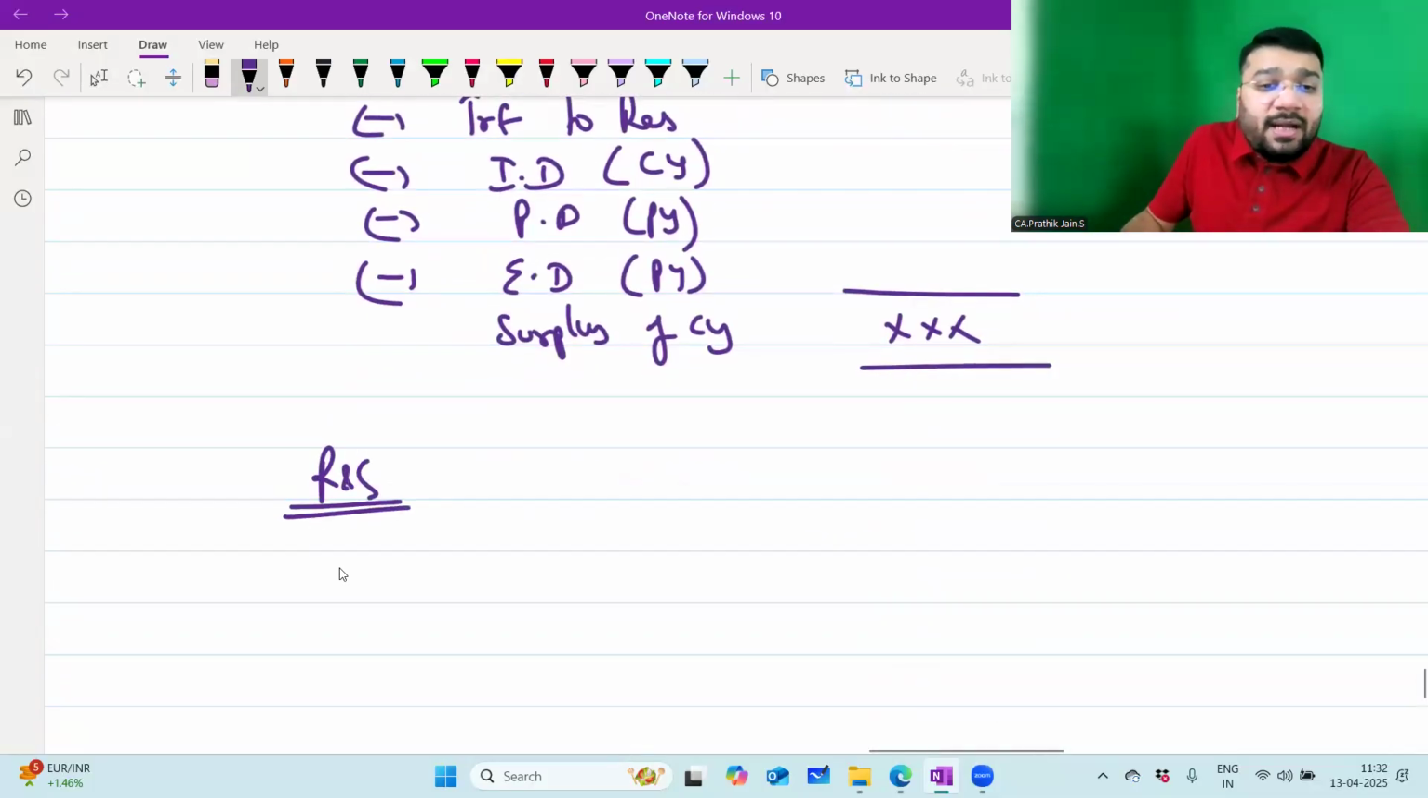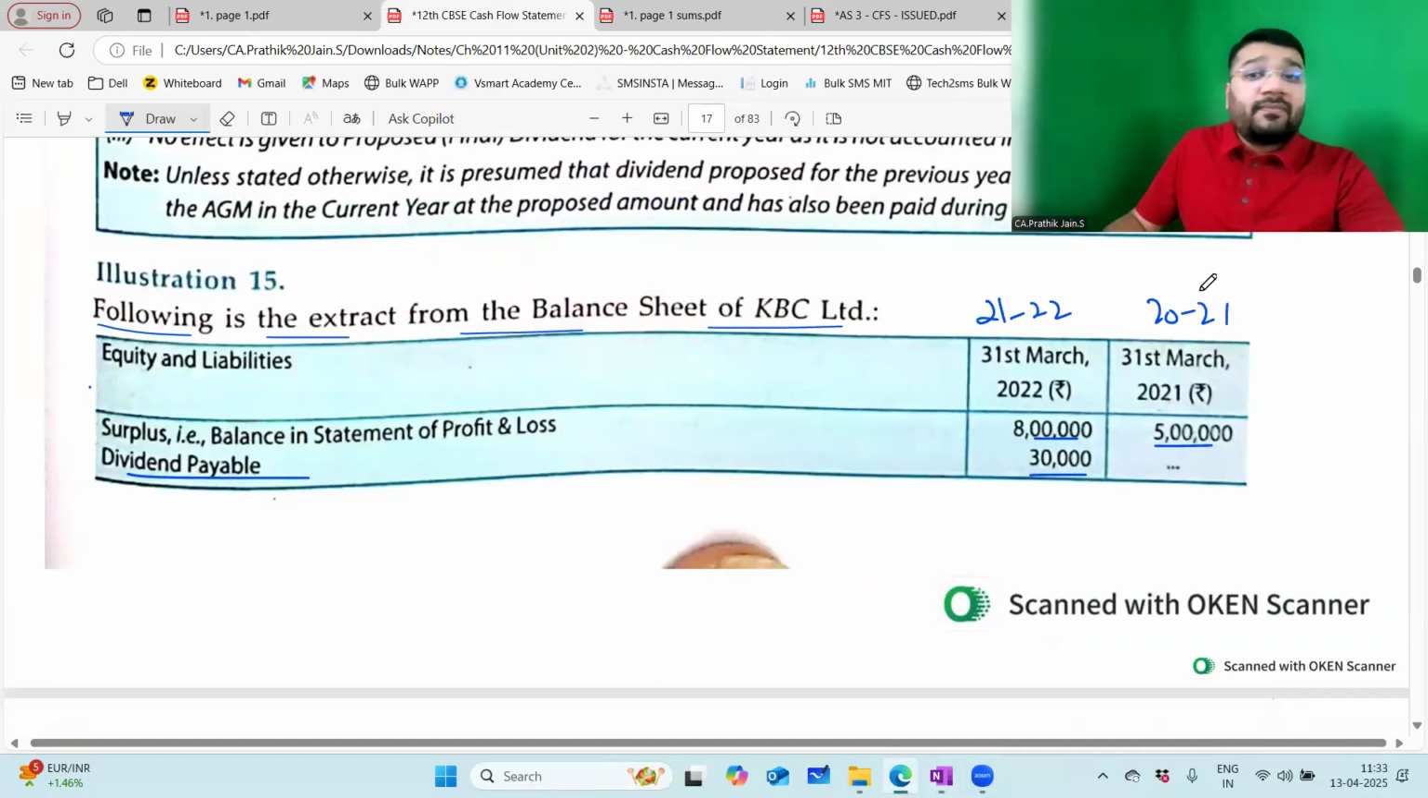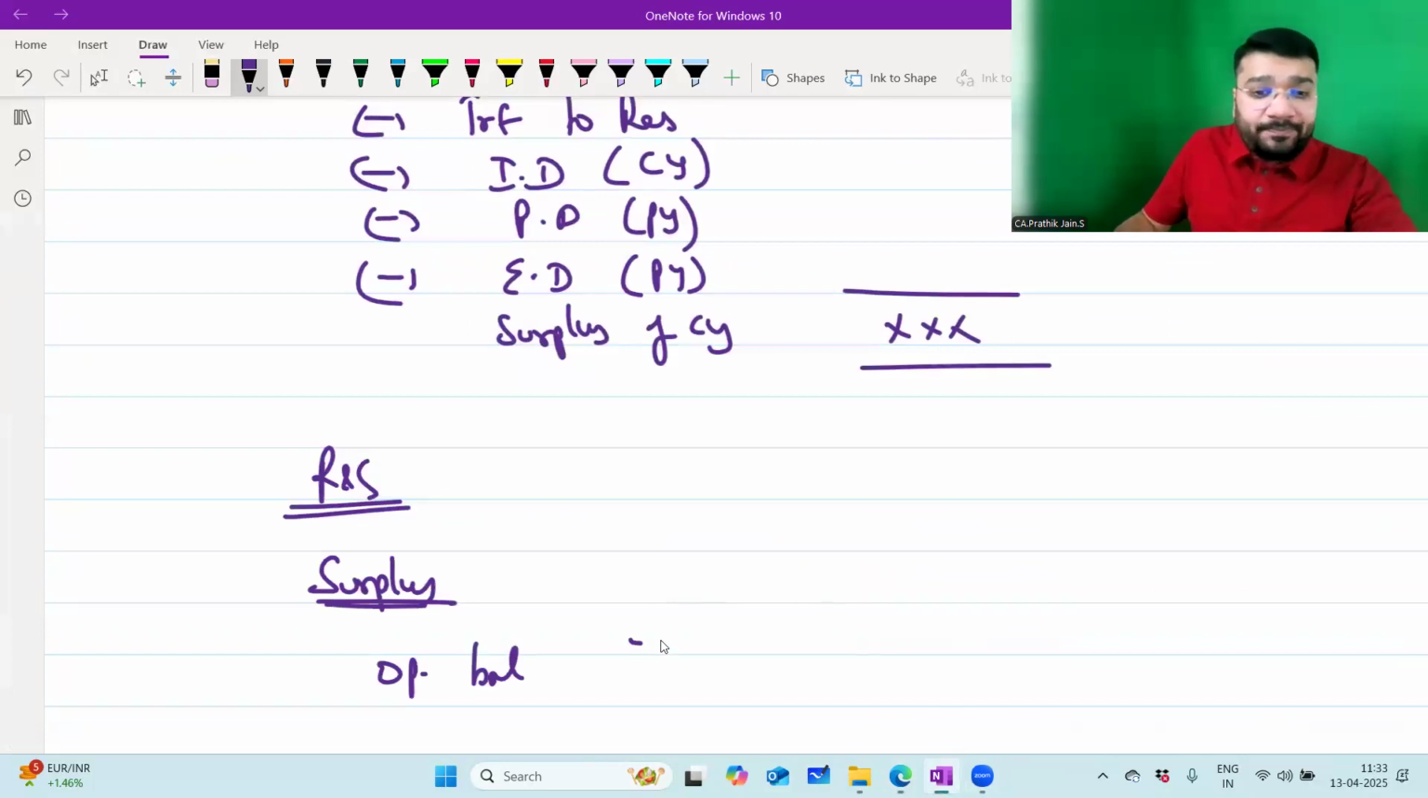In reserves and surplus, under surplus, please tell me what is the opening balance given in the question. What is the opening balance of surplus given in the question? So this is 21-22. 2021 is previous year, 21-22 is current year. So this becomes the opening balance. So 5 lakh is my opening balance.